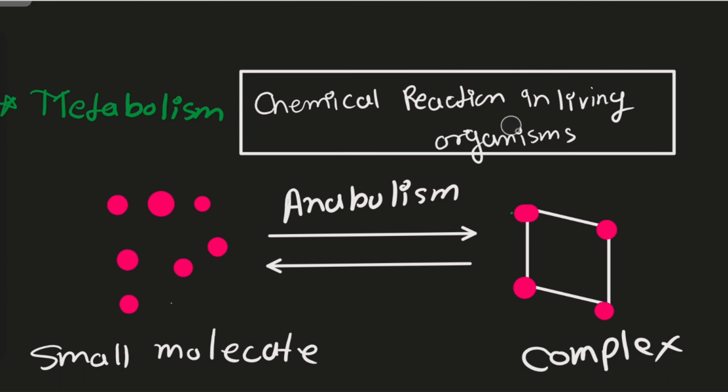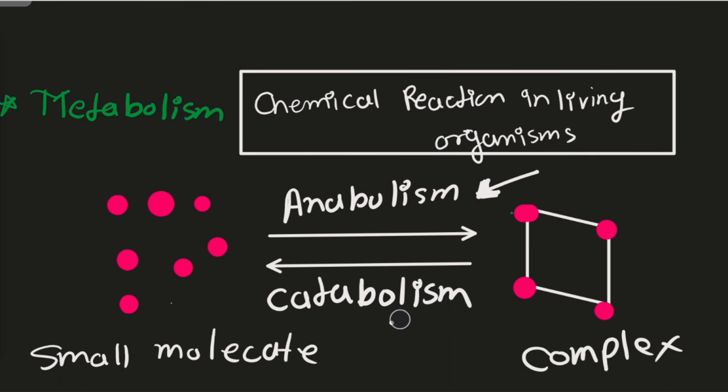The energy is required or input for this reaction or process, whereas in opposite direction, from the complex molecules, when we break them down into smaller or simpler molecules, this process is called as catabolism, and energy is released out or gotten as output of this reaction.